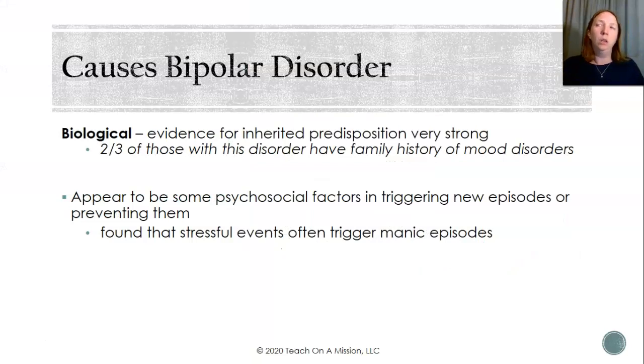The causes of bipolar disorder largely overlap those of major depressive disorder with a few extra stipulations. One of those being a very, very strong biological predisposition due to family history. So in other words, up to 2/3 of those with bipolar disorder can trace some sort of mood disorder in their own family history. There also appear to be some psychosocial factors in triggering new episodes or in preventing them, namely that stressful events often trigger manic episodes specifically. So another way to think about this is that when something stressful happens to someone who has bipolar disorder, they might rise to the occasion of facing that stressful situation, but they're going to overrise to it. They're going to respond too strongly to it and then experience a manic episode.